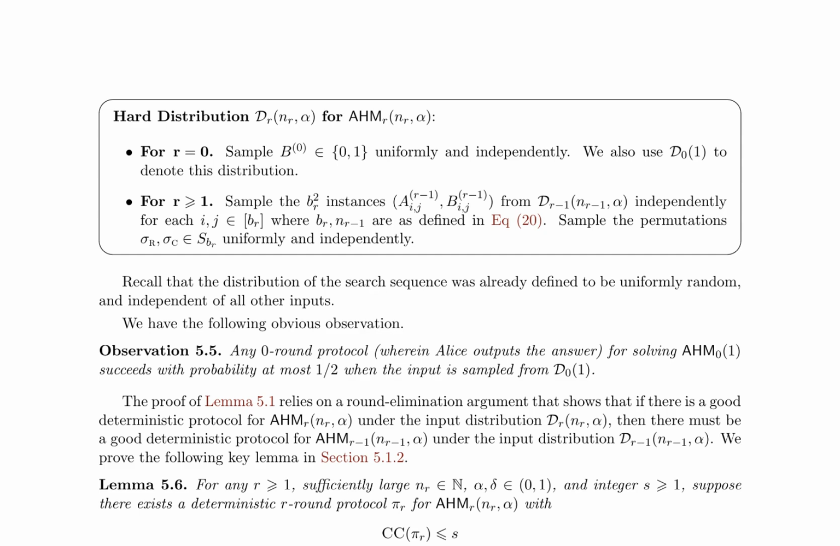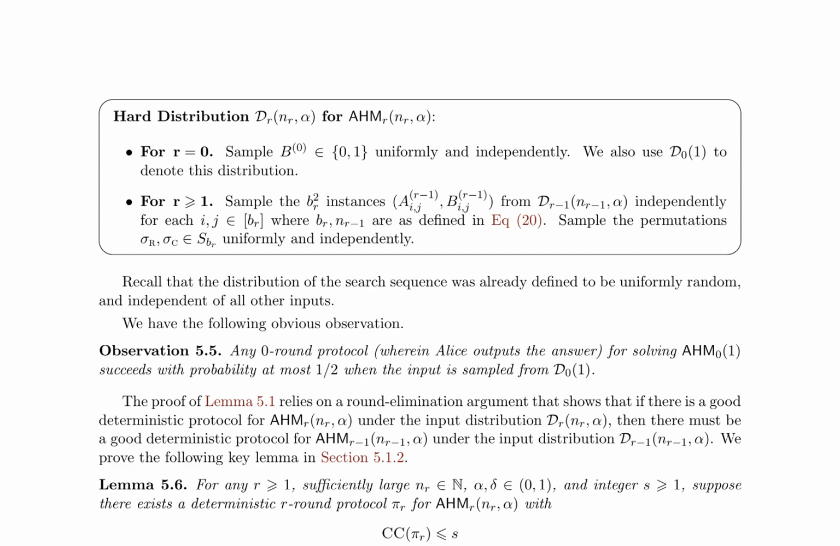The hard distribution $D(r, n_r, \alpha)$ is a crucial component in the proof of a lower bound for AHM$(r, n_r, \alpha)$. This distribution is defined recursively, starting with a uniform distribution for $r = 0$ and then iteratively sampling instances from the previous distribution for $r \ge 1$. Specifically, permutations of rows and columns are sampled uniformly and independently. A key observation is that any zero-round protocol for solving AHM$_1$ succeeds with probability at most 1/2 when the input is sampled from $D(0, 1)$. This observation serves as the base case for an inductive proof of the lower bound.